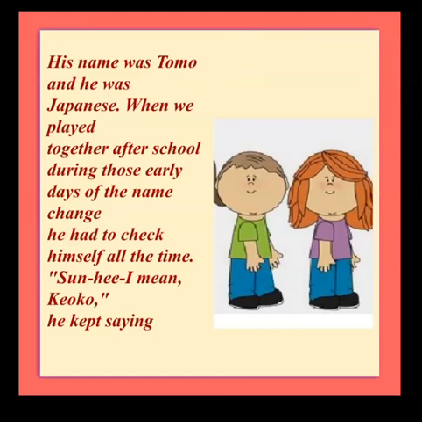Kyoko, he kept saying. Now this other friend who also was angry just like her, his name was Tomo and he was Japanese. Though he was Japanese, he felt very sad that the Koreans had to change their names to Japanese names. So he was a very good friend of Kim, and they often played together after school. But he had to be very careful to call her by the Japanese name. So sometimes he would make a mistake. Sometimes he would call her Sunhee, and then he would correct himself as Kyoko.